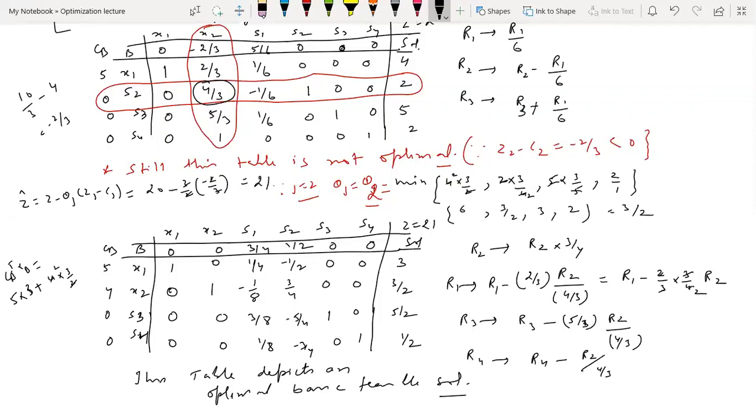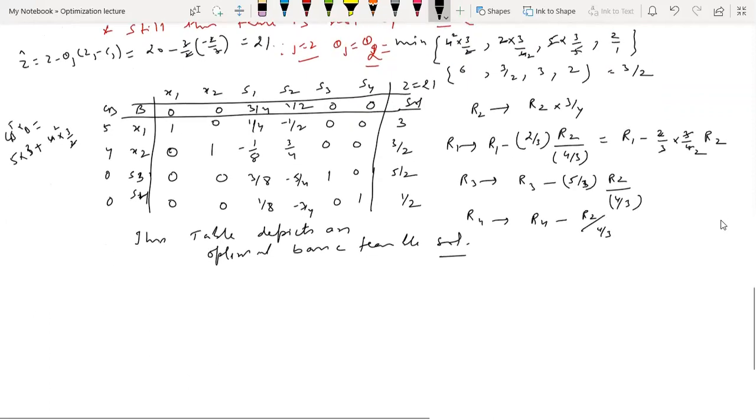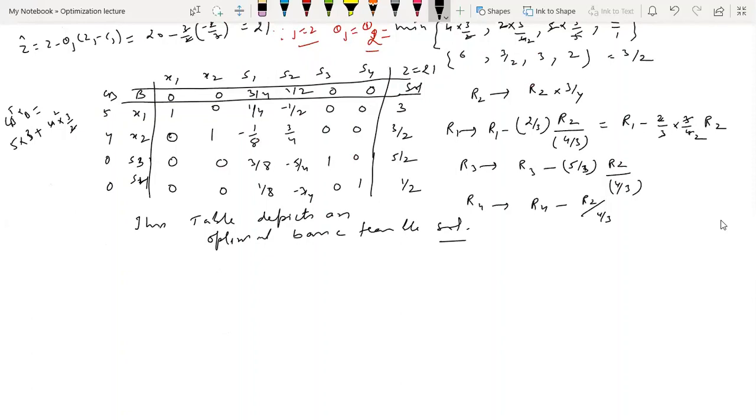Okay, so what is my optimal solution then? You can see here. My optimal solution comes out to be: the basic variables are 3, 3 by 2, S1 is 0, S2 is 0, S3 is 5 by 2, S4 is 1 by 2. And my objective function value Z is this. So this is my optimal. That's exactly what we obtained by the graphical method. Same answer we got by the simplex method.